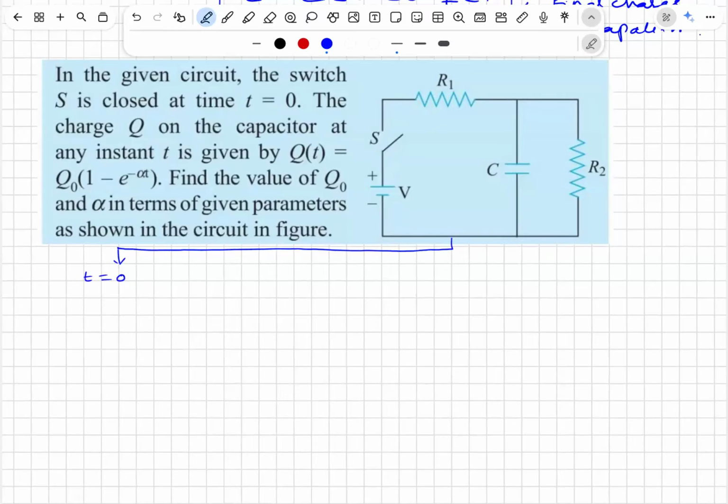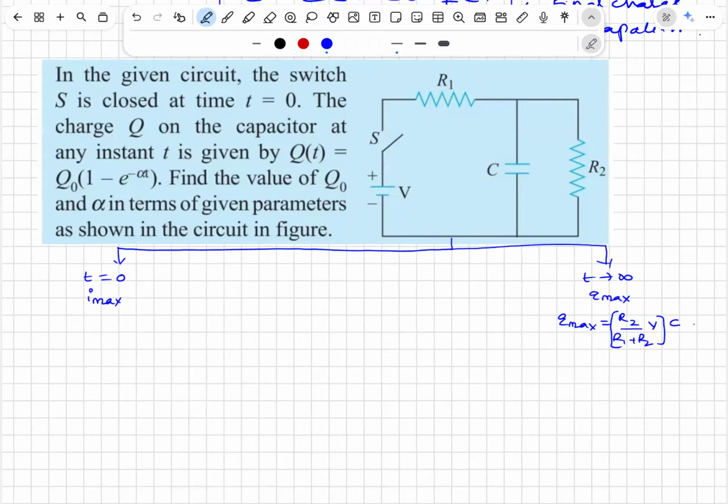The drop across R2. What is the drop across R2? Simply R2 by R1 plus R2 times V, potential drop, into C. Agreed? Anyone having doubt on this? Right. Next.